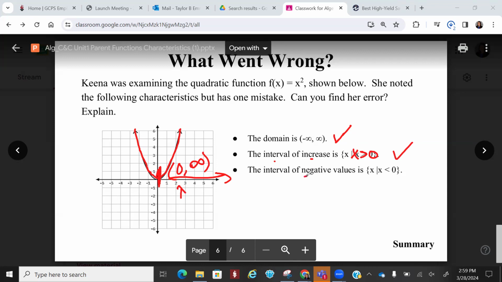Now, the interval of negative values, right? Is there anything below the x-axis? No. So this is our error.